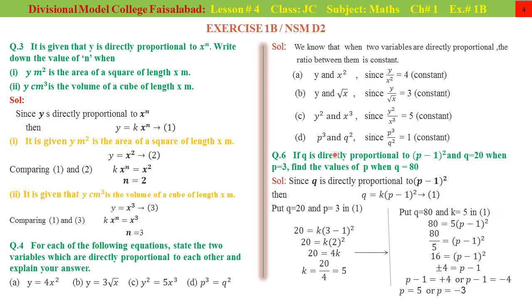These are two values. Look at this. In the question it is stated to find the values of p, meaning there is more than one value. If it is written to find the value of p, then you may not take the plus or minus sign, or you may be asked to find the positive value of p, then you will take only the positive sign. So this is question number 6.